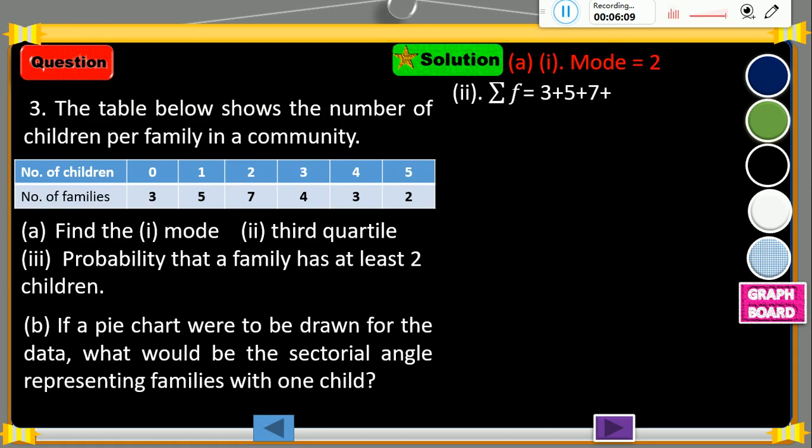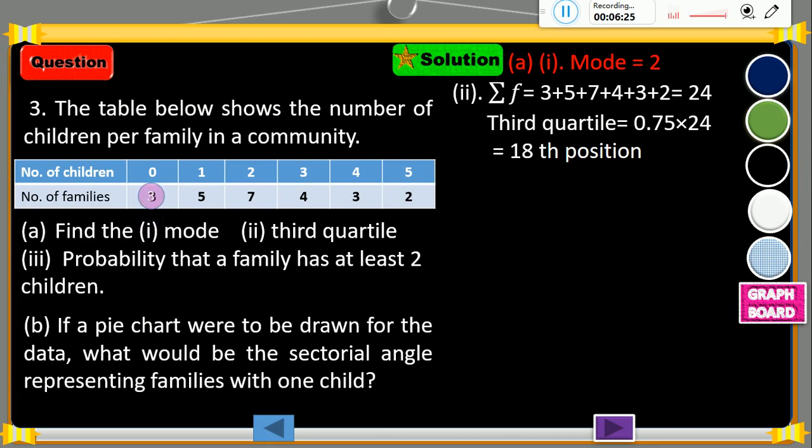Then number 2, we're going to find the third quartile. First, we add all the frequencies to get the total or cumulative frequency. Then the third quartile should be 3/4 of the cumulative frequency. And that's the 18th position. Then we add 3 plus 5 is 8. Then 8 plus 7 is 15. 15 plus 9 is 24. The 18th position is before 24, and that gives us 3. So therefore, the third quartile is 3.